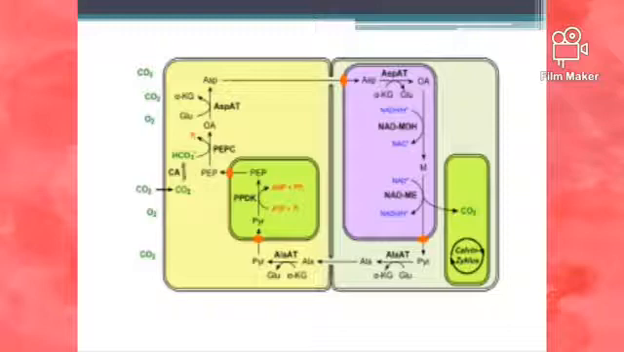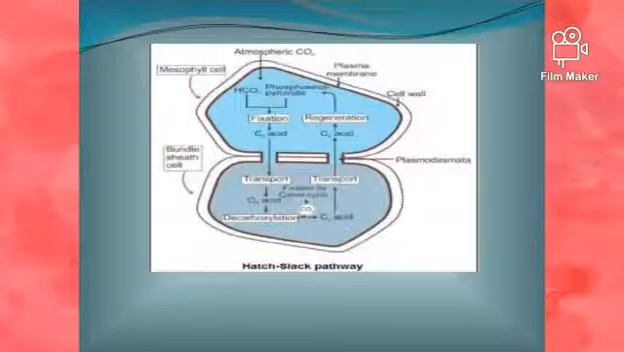Then this oxaloacetic acid in some plants may be converted into malic acid, or it may be converted into aspartic acid. Then this malic acid through the plasmodesmata enters into the bundle sheath cells. After entering the bundle sheath cell, it undergoes decarboxylation, that is, it loses carbon dioxide and gets converted into pyruvic acid. This released carbon dioxide in bundle sheath cells is taken by RuBP again to carry out the Calvin cycle. That is, here in C4 plants also the Calvin cycle is operated to produce a glucose molecule.